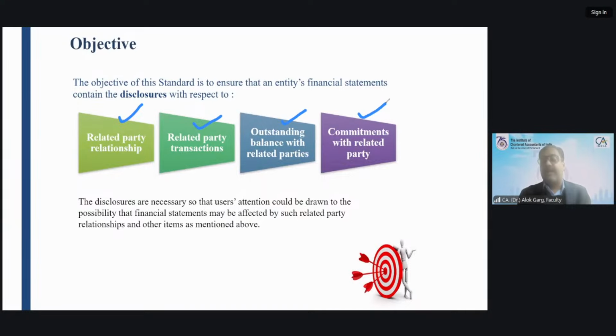Commitments with the related party are also required to be disclosed. If any commitments are made with the related party, they are also required to be disclosed. For example, an entity has entered into a lease commitment with the related party. Okay. Or an entity has given a bank guarantee to the bank on behalf of the related party. So all these transactions are also required to be disclosed.